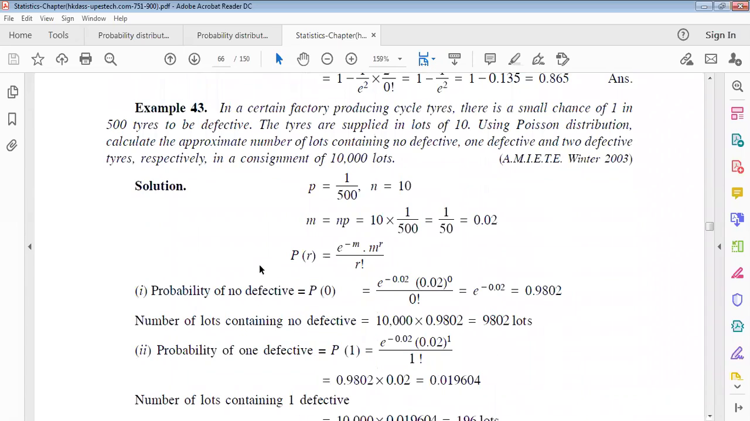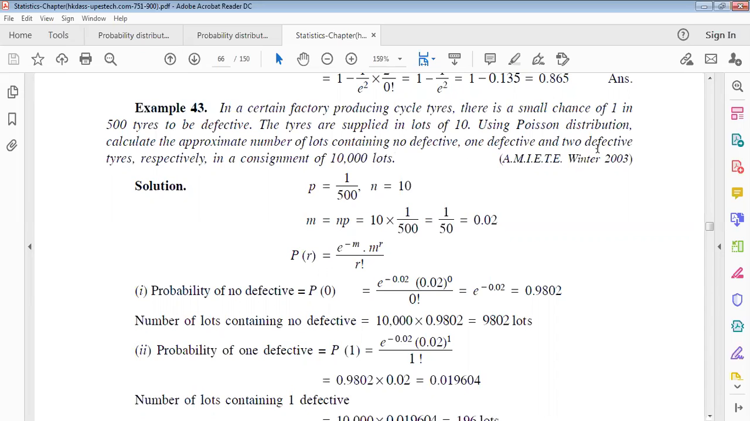Now next example 43. In a certain factory producing cycle tires, there is a small chance of 1 in 500 tires being defective. That means out of 500, 1 tire is defective. The tires are supplied in lots of 10. Using Poisson distribution, calculate the approximate number of lots containing no defective.